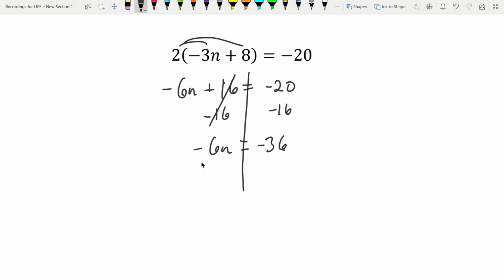Combining those, now we can divide by -6 on both sides. And that gives us n by itself, which is what we want. Negative by negative is positive, and 36 divided by 6 is 6. So n equals 6 for this problem.